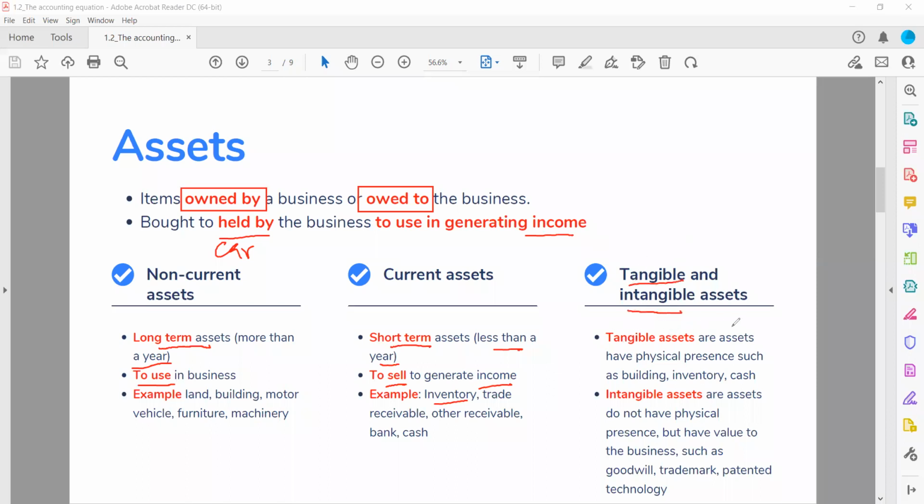In the asset, we also differentiate between tangible and intangible asset. Tangible asset is the asset that has physical presence, such as building, inventory, and cash. It means that physically we can see it with our eyes, we can touch. That's called physical. Intangible asset is the asset that does not have physical presence but has value to the business, such as goodwill, trademark, patents, technology. In the IGCSE syllabus, we only concentrate on the goodwill.